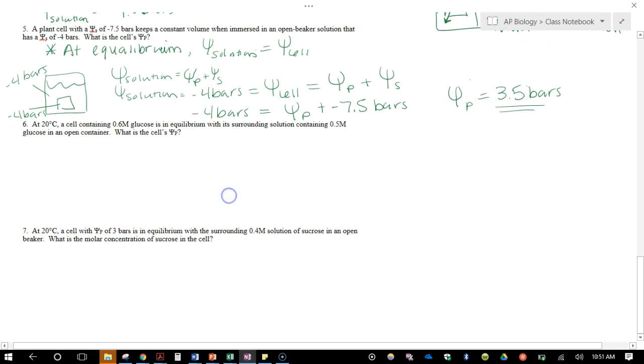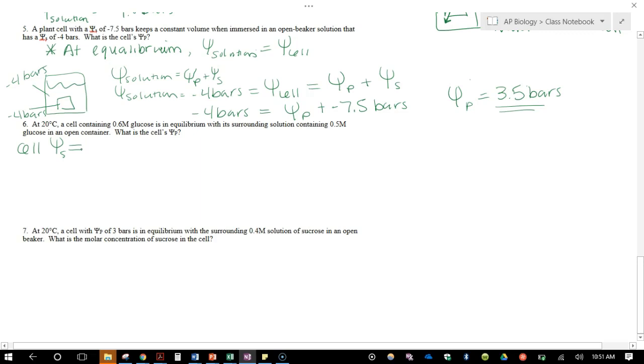At 20 degrees, a cell containing 0.6 molar glucose is in equilibrium with its surrounding solution containing 0.5 molar glucose in an open container. What is the cell's pressure potential? Let's go through and figure these out. For this one you have to solve for pretty much everything. So let's first start with the cell. Let's figure out the cell's solute potential.